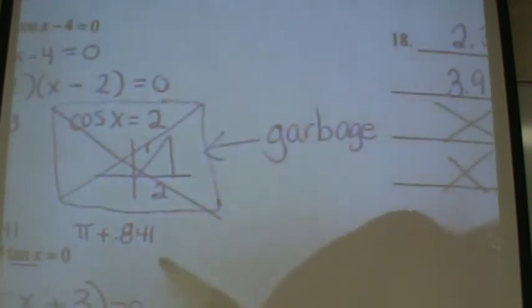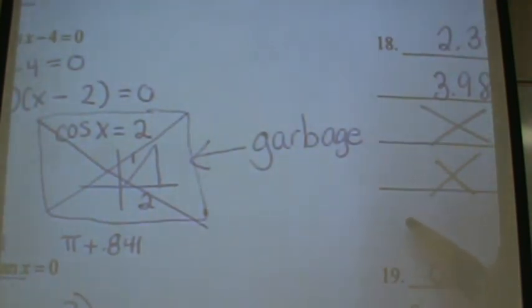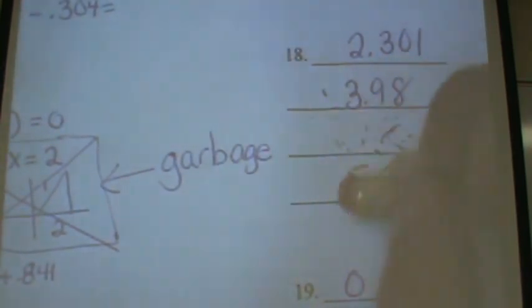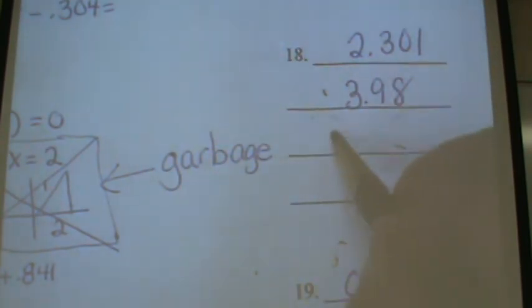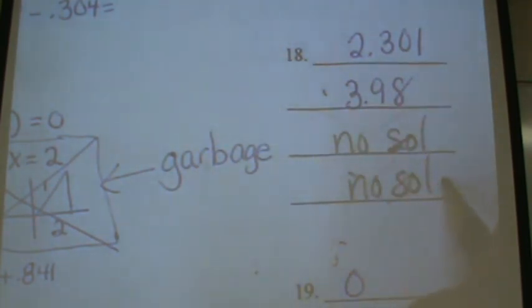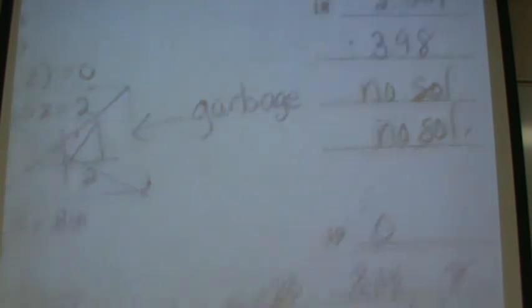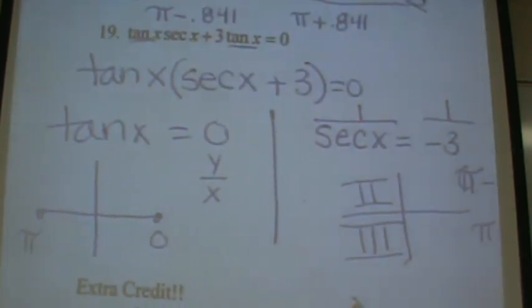I messed up. I did it on purpose because I wanted to be telling you that that's no solution. That's why I did that. So if there are more blanks, you write no solution on the test, you just don't put those extra blanks. Okay, number 19.